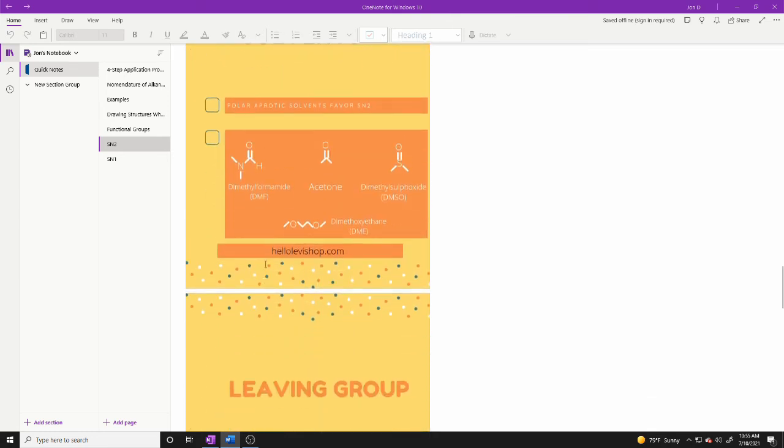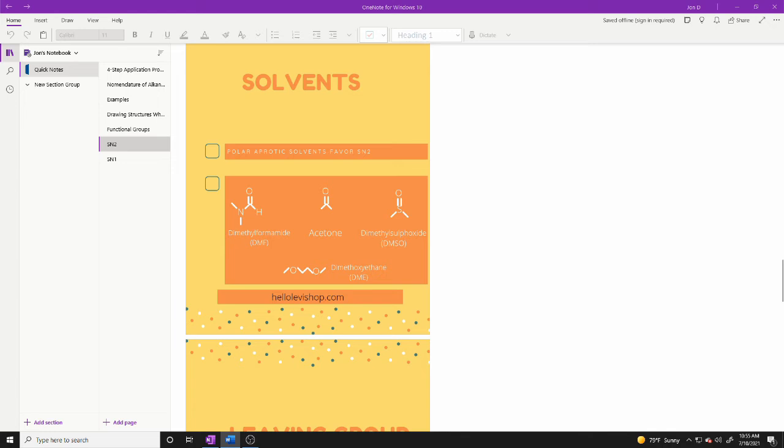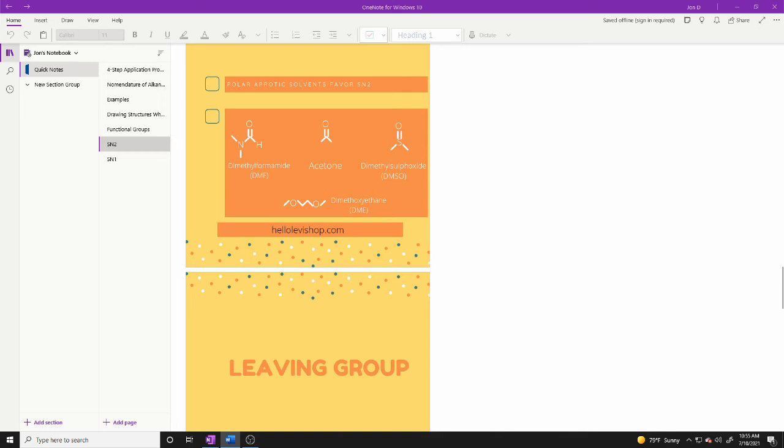The next is the solvents. These compounds must be dissolved in something, and this is where the solvents come into play. Polar aprotic solvents favor SN2. A protic solvent has an acidic proton, whereas an aprotic solvent does not. Aprotic solvents usually don't have a hydroxyl or an amine group because those groups contain the acidic protons. With an aprotic solvent, the nucleophile isn't as heavily solvated as it would be with a protic solvent.